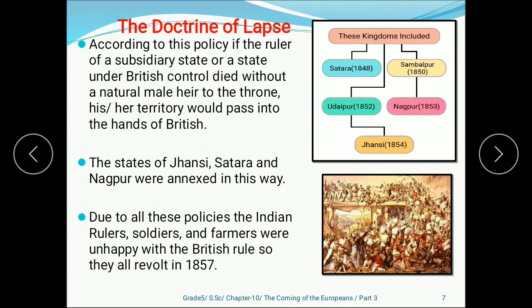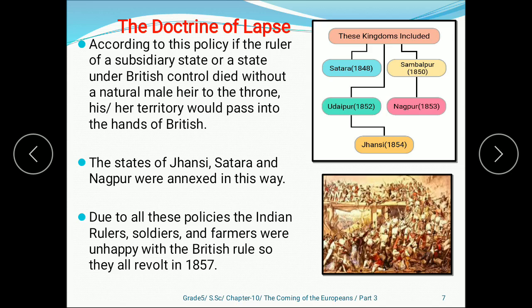This was implemented even if an adopted son was not recognized as the heir by this policy. Fine. The states of Jhansi, Satara, and Nagpur were annexed in this way. You can see in the picture, it is shown through this chart: Satara in 1848, Sambalpur in 1850, Udaipur in 1852, Jhansi in 1854, and Nagpur in 1853. So this is the Doctrine of Lapse.